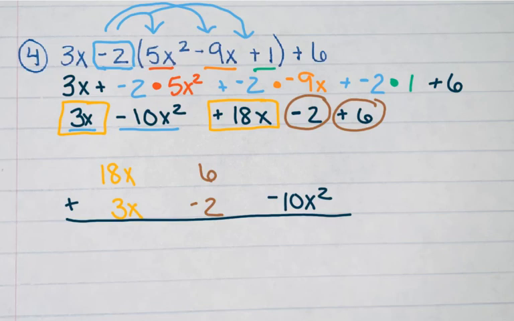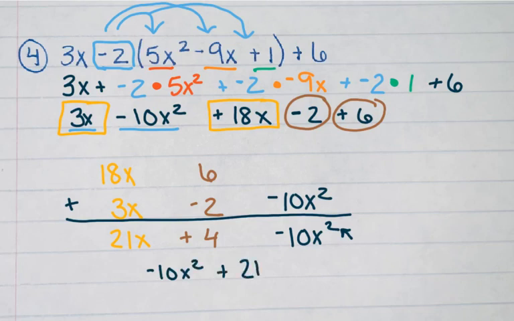So 18x plus 3x is going to give me 21x. 6 minus 2, or 6 plus a negative 2, is going to give me 4. And then I still have this negative 10x squared. Now we can go ahead and write 21x plus 4 minus 10x squared, but that's typically not how we see it. We usually always see the one with the larger exponent written in front. So we're going to say negative 10x squared plus 21x, because that's a positive 21x, plus 4.